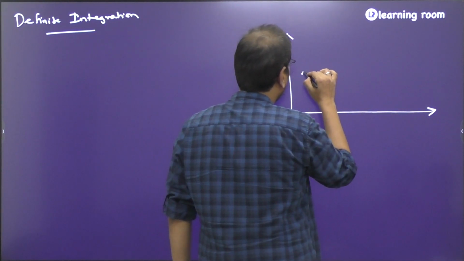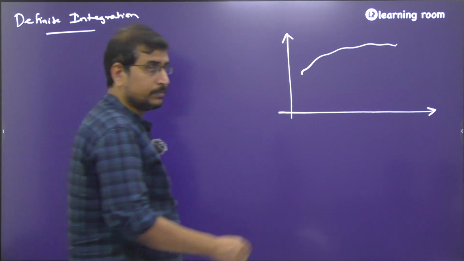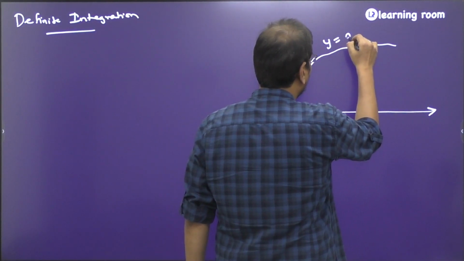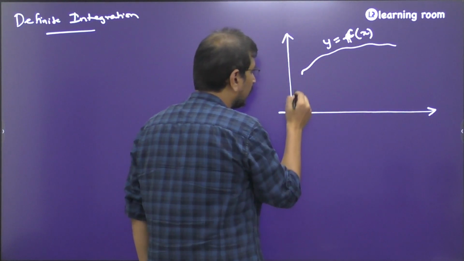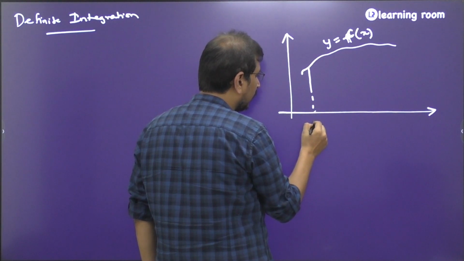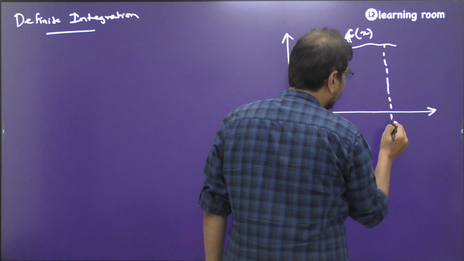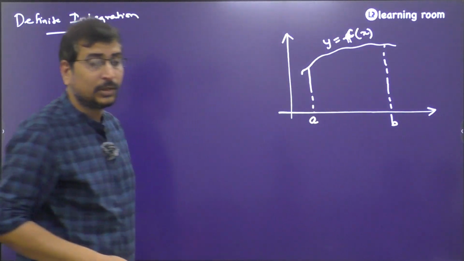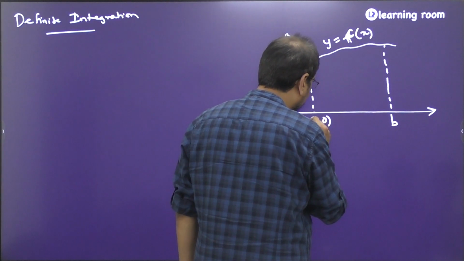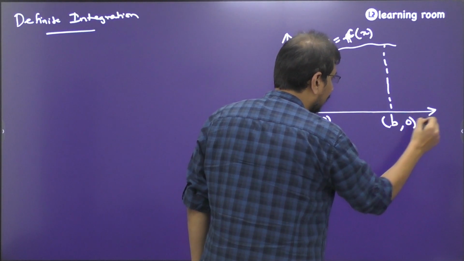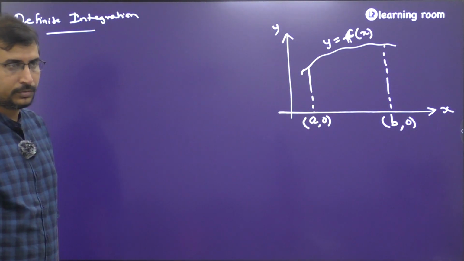Suppose I take a function to be like this, some random function. So I take this as y is equal to f of x. Let me take a limit here as a and the limit here as b. These limits correspond to the x coordinate. I'll take this as a comma 0 and let this be b comma 0 so that you will understand it better. Am I clear with this?